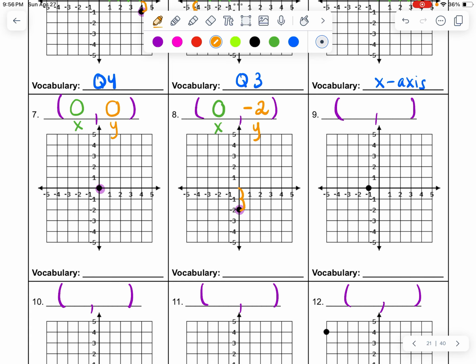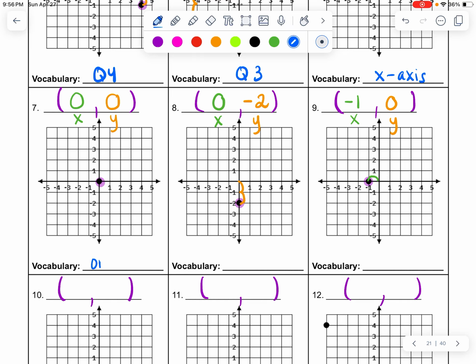In problem number 9, we need to move to the left 1 spot. We do not need to move up or down, so we write 0. For our vocabulary, we would say origin, y-axis, x-axis.